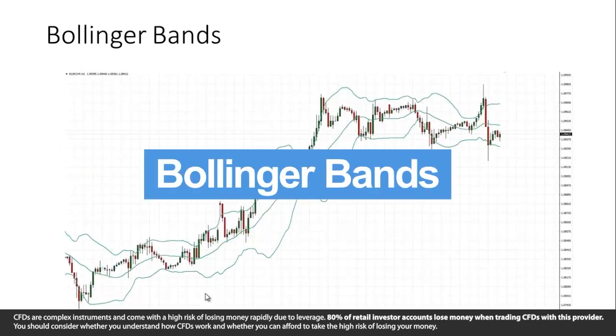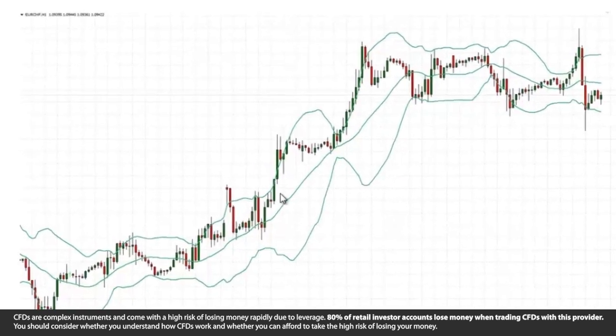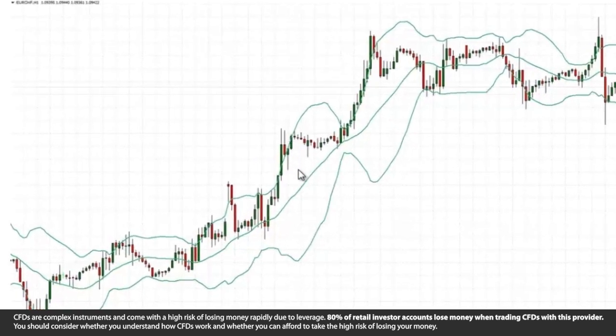Bollinger Bands. Bollinger Bands are a highly popular technical analysis technique. A Bollinger Band is plotted 2 standard deviations away from a simple moving average. So, a Bollinger Band is made of an SMA, and then 2 standard deviations plotted away from it.